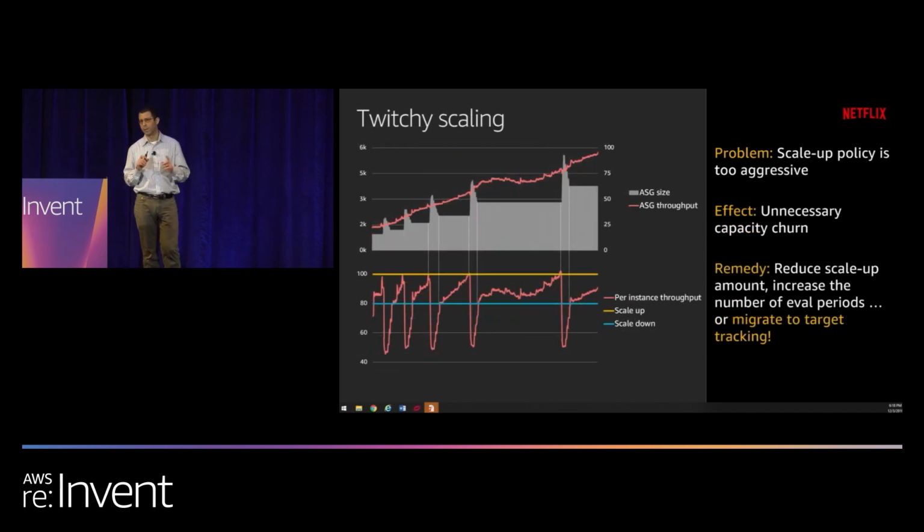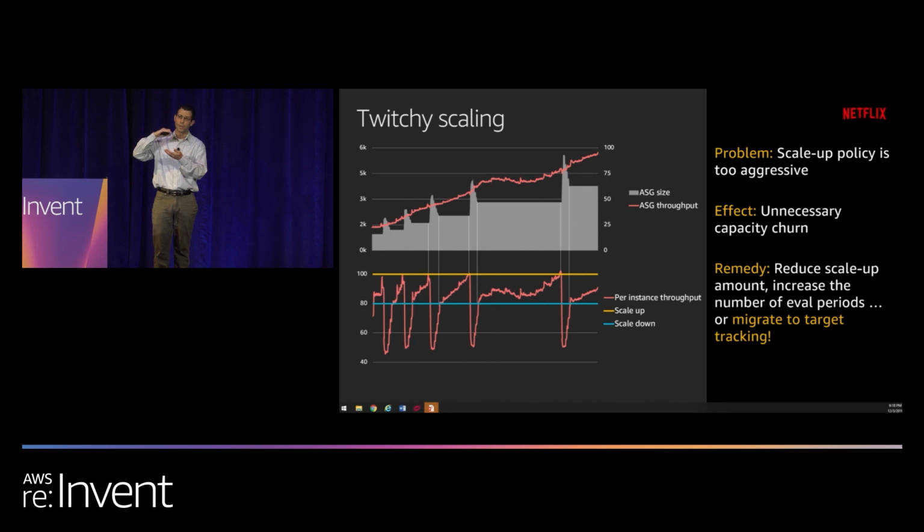Another example, quite the opposite, I call it twitchy scaling. So the service owner was not sure, was a little bit afraid whether they would get enough capacity or not. So what they did is they set up scale-ups at 100% of capacity. So the scaling policy says, for as long as my throughput is above 100 for 1 minute, give me 100% of capacity. And that's what we see happening.